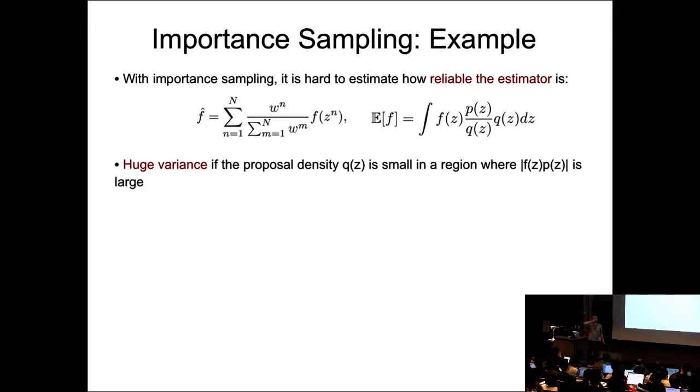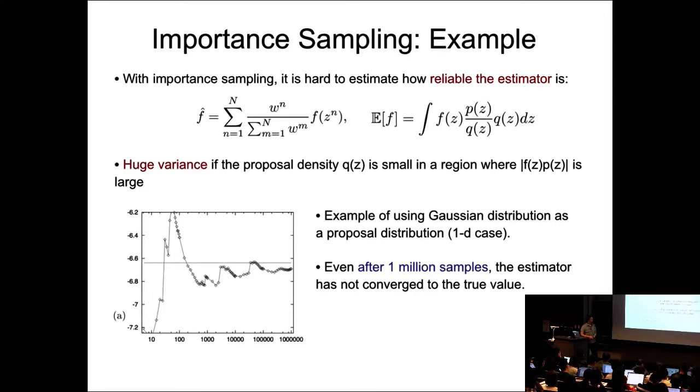And so now you can have a very unstable estimator. Here's an example of just a one-dimensional Gaussian, where you're using a Gaussian distribution as a proposal distribution. And here you're trying to estimate your target distribution, a Cauchy distribution, which has heavy tails. So even after 1 million samples, the estimator hasn't converged to the true value.